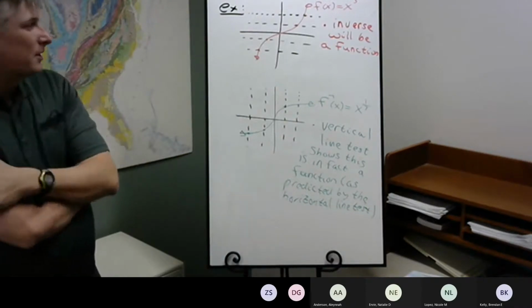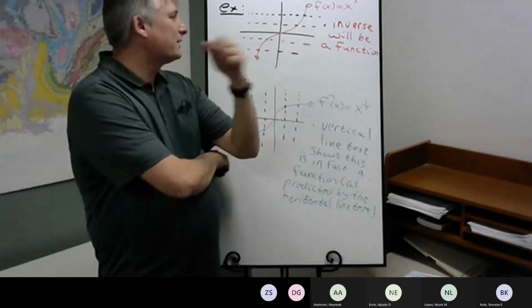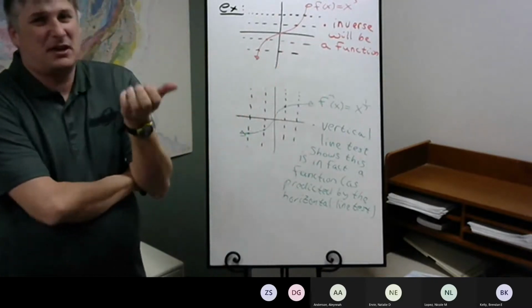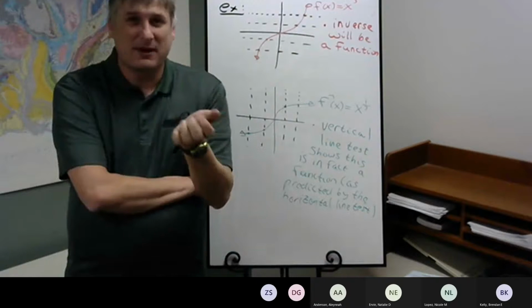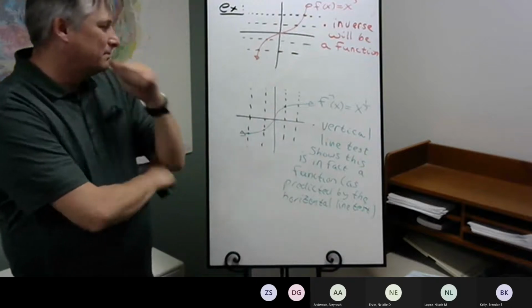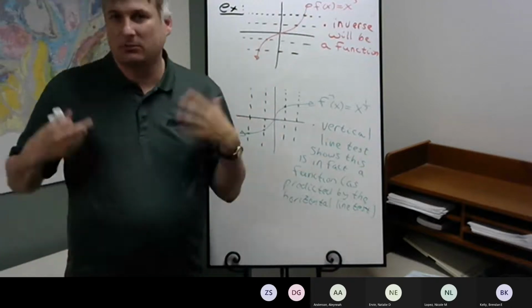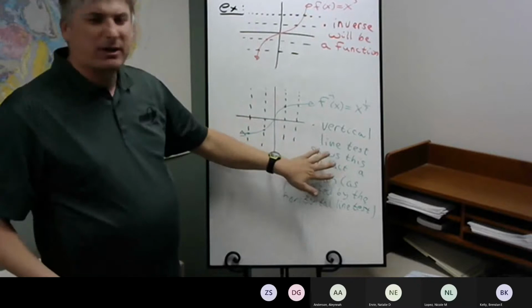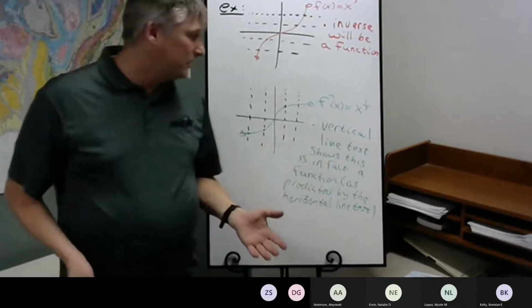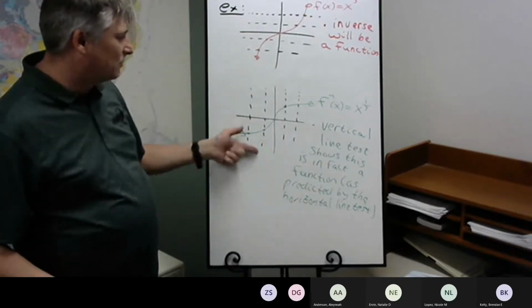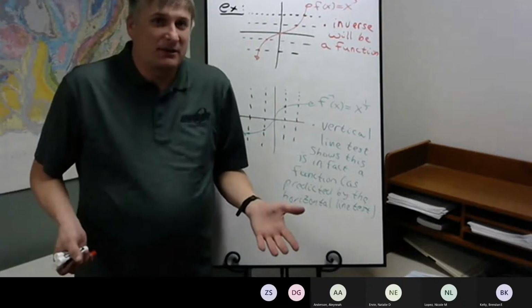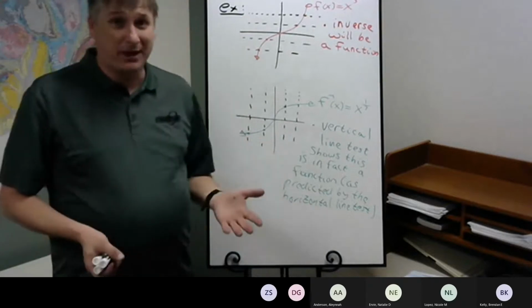So that's what's going on. We use the horizontal line test to see if this thing has an inverse that is in fact a function. And if it passes the horizontal line test, we're good to go. Just to bring back what the vertical line test was, it's a way of verifying that it is in fact a function, but there's a little bit of extra.